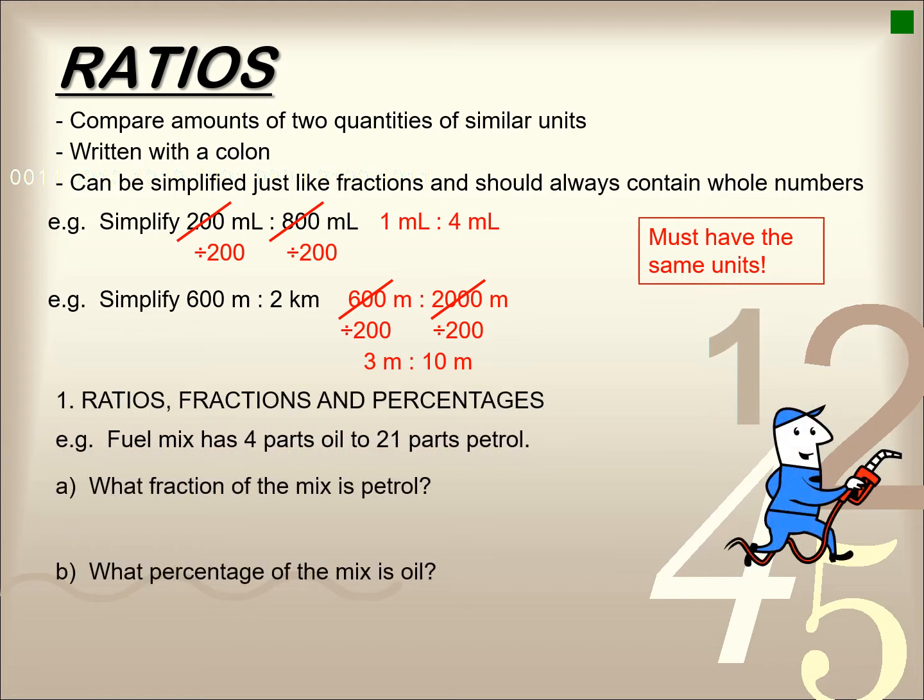Here we go. Fuel mix has a ratio of 4 parts oil to 21 parts petrol. What fraction of the mix is petrol? Now, the important piece here is how many parts there are in total. There are 4 parts oil and 21 parts petrol. That is a total of 25 parts. Now we have a look at how many parts of petrol. It is 21 over 25, because it's 21 parts petrol over 25 parts in total.